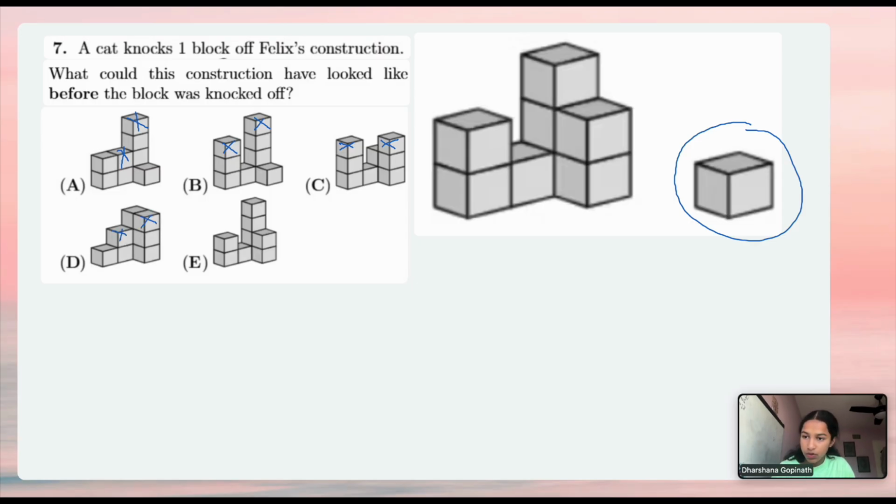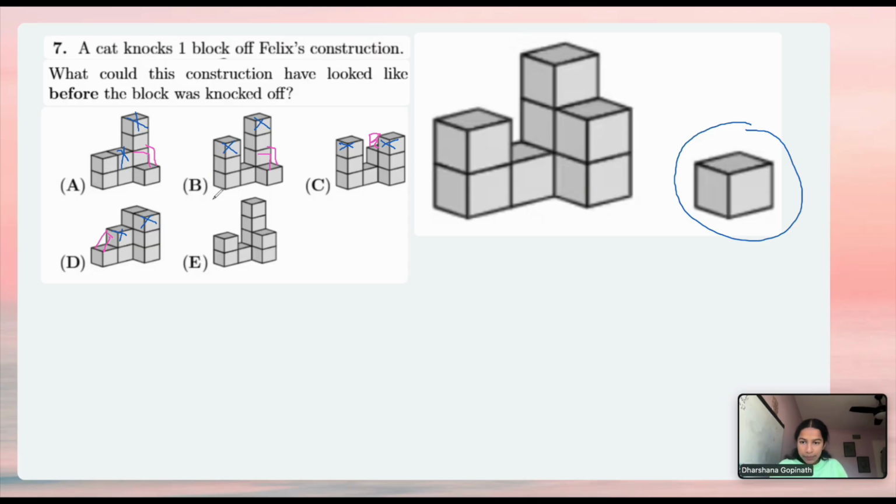And some of these answer choices also have a few blocks missing. Like A, there's supposed to be a block here. B, there's also supposed to be a block here. C, there's supposed to be one back here. D, there's supposed to be one right here.